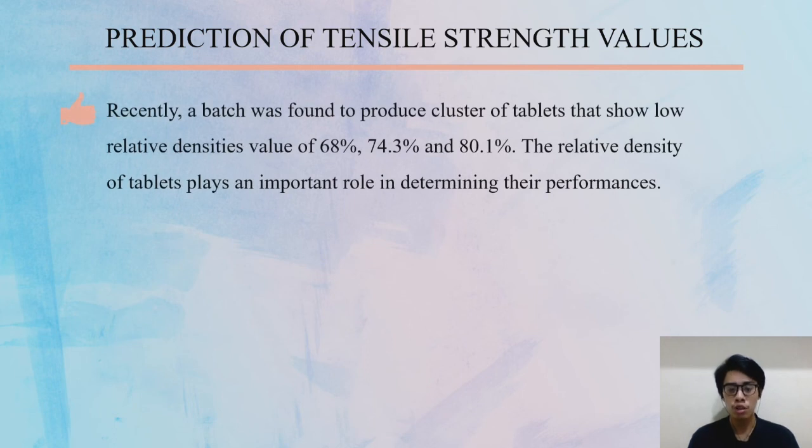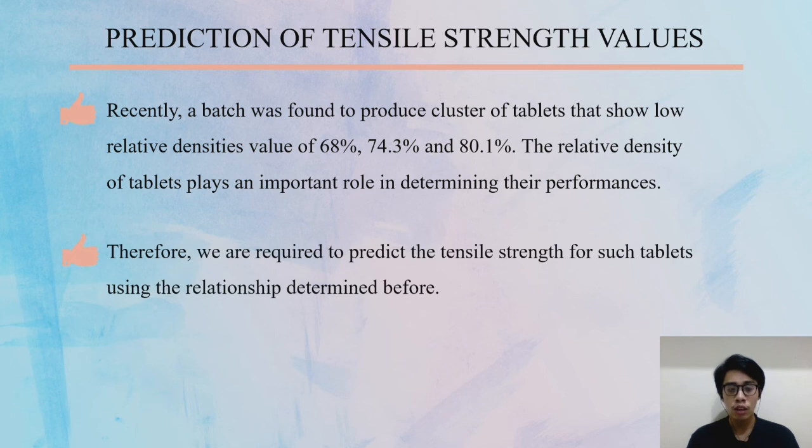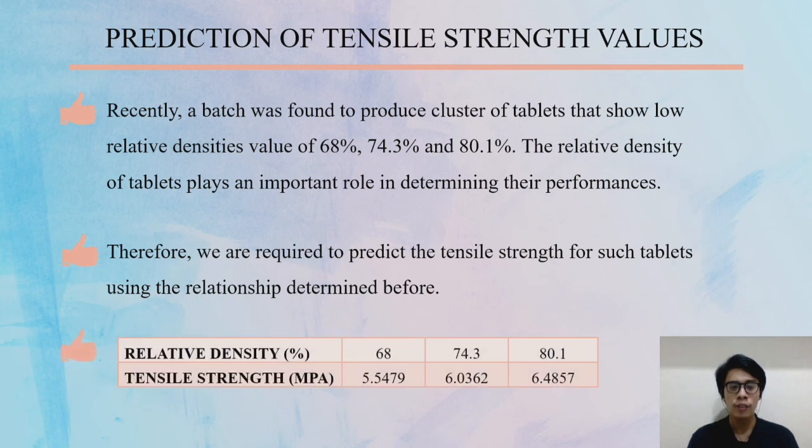Recently, a batch was found to produce a cluster of tablets that show low relative density values of 68%, 74.3%, and 80.1%. The relative density of tablet plays an important role in determining their performance. Therefore, we are required to predict the tensile strength for such tablets using the relationship determined before. The values of the tensile strength are shown in the table as follows.